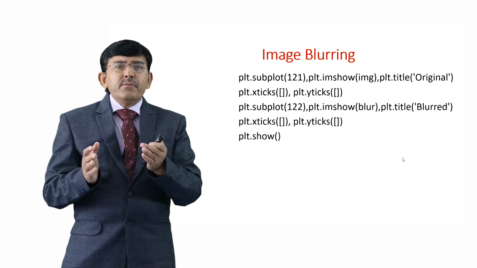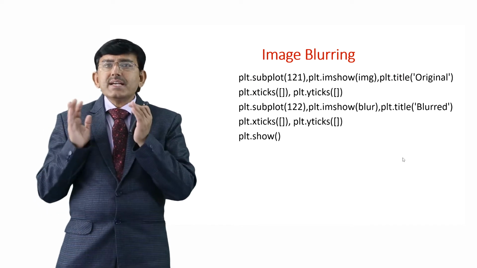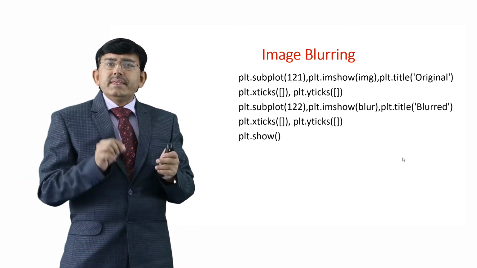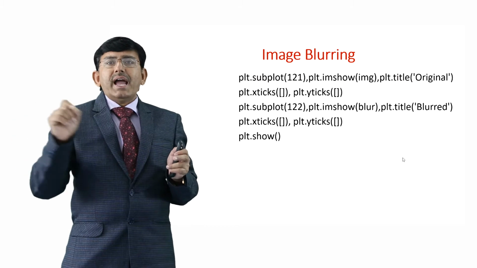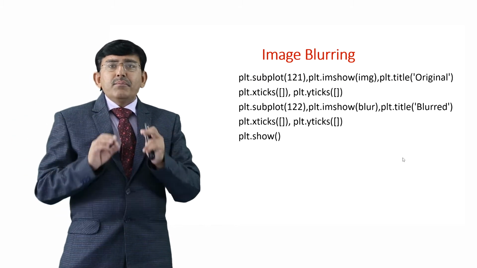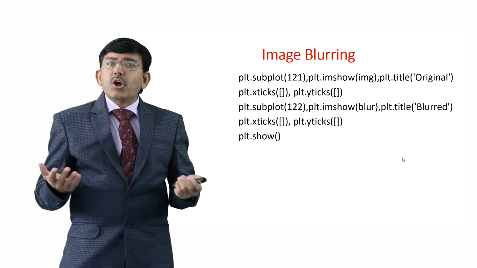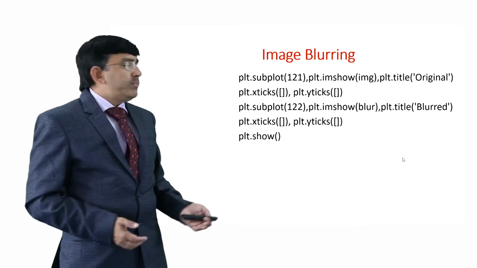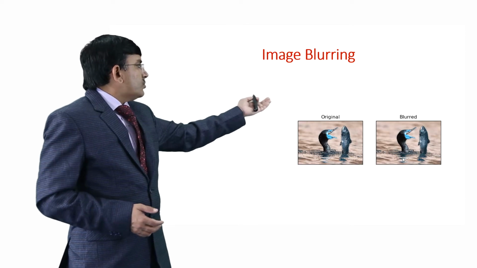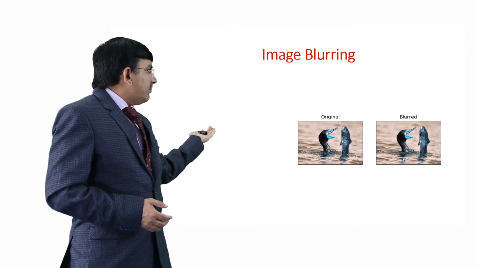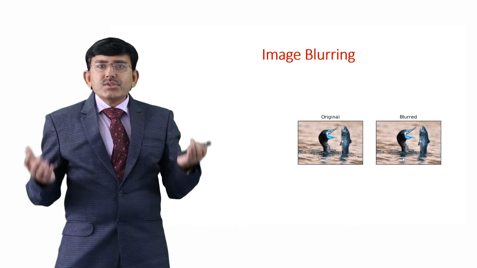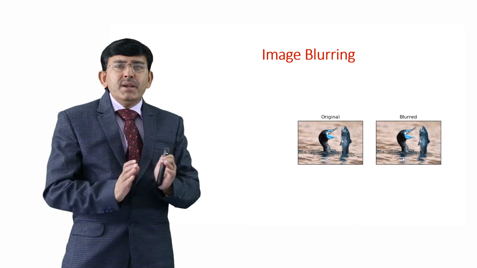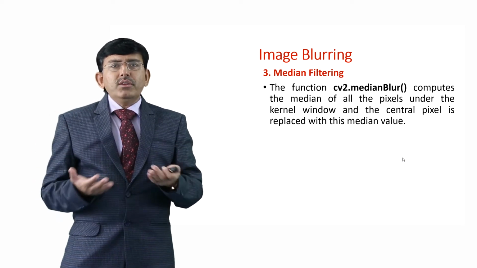Then show the original as well as the blurred image in a single figure window with their respective positions as well as titles, with the help of the subplot function. This way we can manipulate it. The output of this Gaussian blur is shown over here. So we have normal blurring as well as Gaussian blurring, two major functions built into Python for the purpose of blurring.